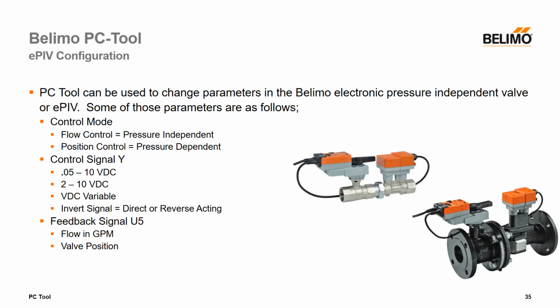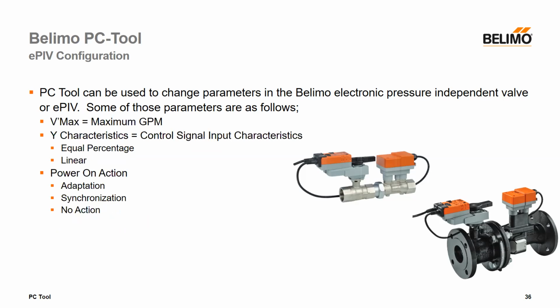But again, that's not really part of the PC Tool presentation. It's just a small digression so we know that the feedback from a standard electronic pressure independent valve is one single analog output that can be flow in gallons per minute or valve position itself.